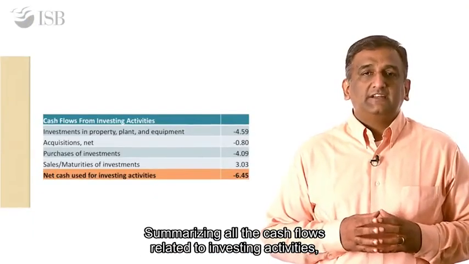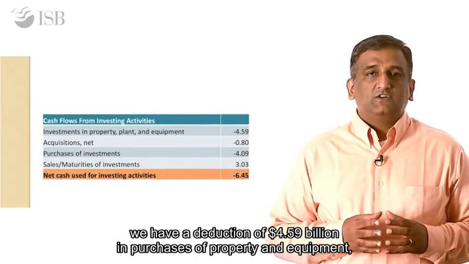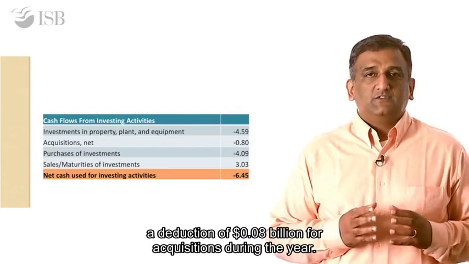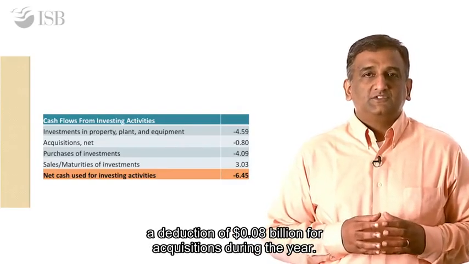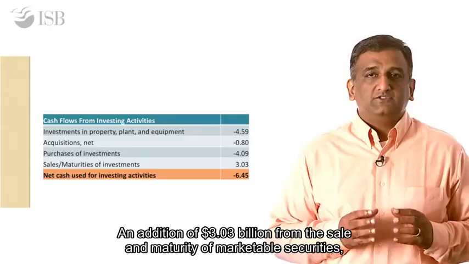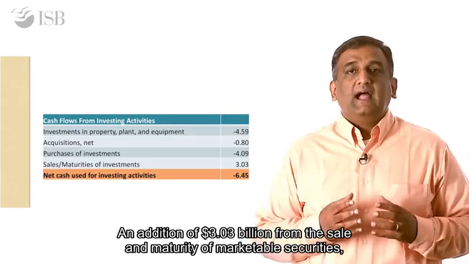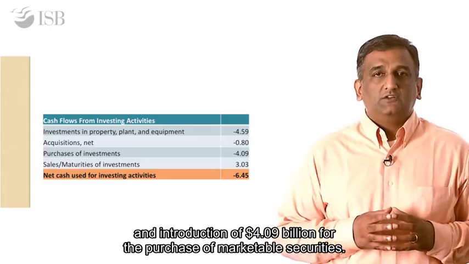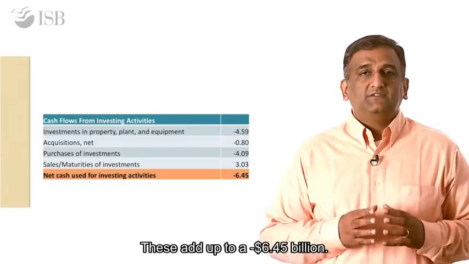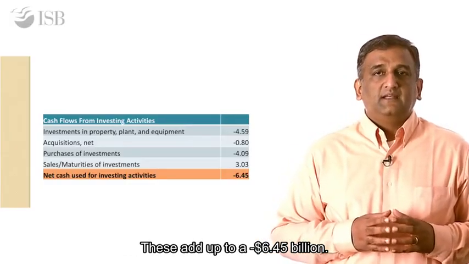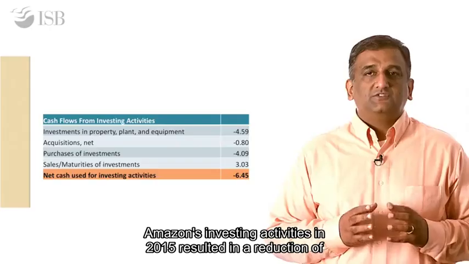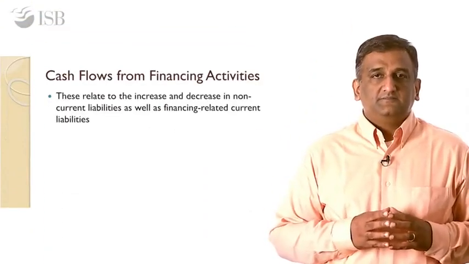Summarizing all the cash flows related to investing activities, we have a deduction of $4.59 billion in purchases of property and equipment, a deduction of $0.80 billion for acquisitions during the year, an addition of $3.03 billion from the sale and maturity of marketable securities, and a deduction of $4.09 billion for the purchase of marketable securities. These add up to a negative $6.45 billion. Amazon's investing activities in 2015 resulted in a reduction of $6.45 billion in cash.